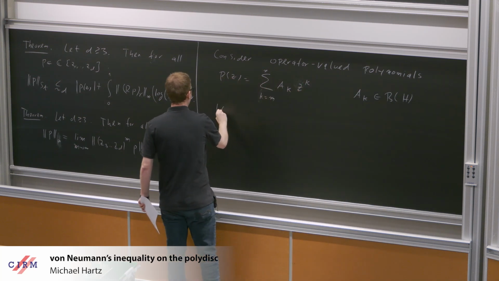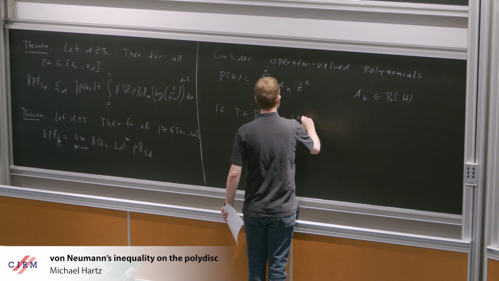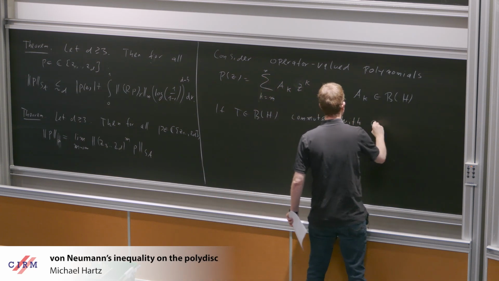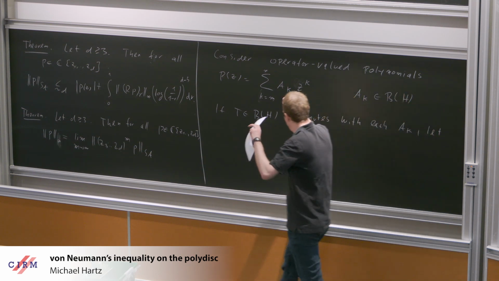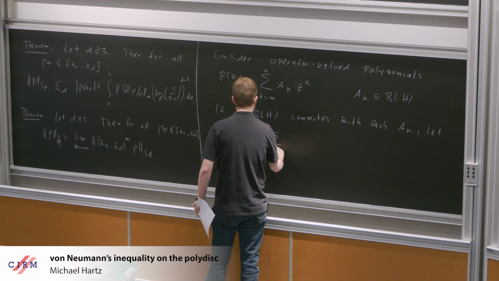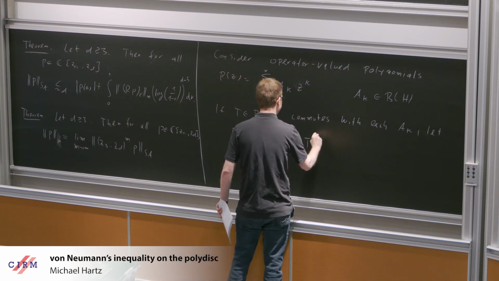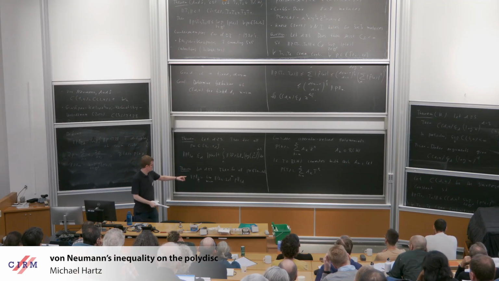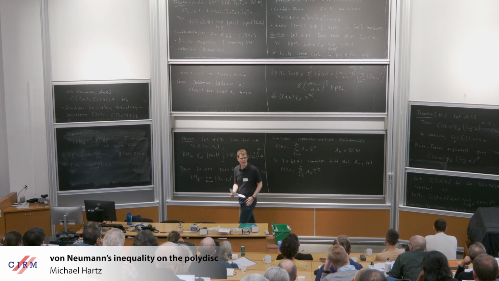So if T and B of H commutes with each a_k, then you just plug it in. So you define this. Maybe it's not necessary to say for this audience, but this is really the product of operators. It's not a tensor product. It's composition of operators.